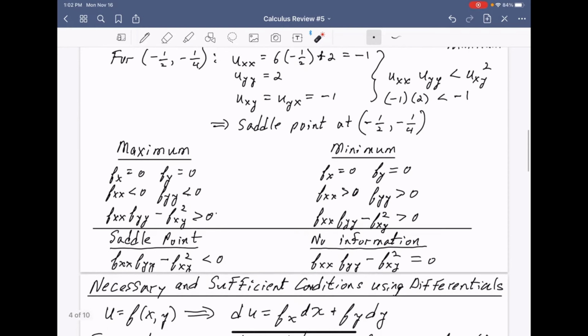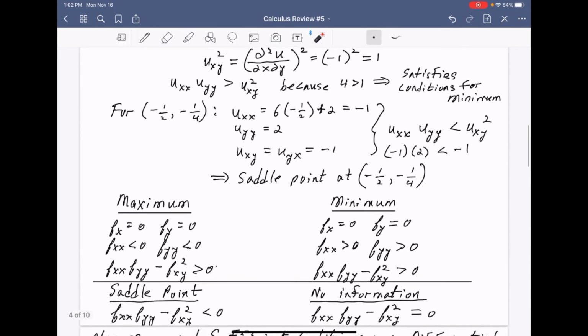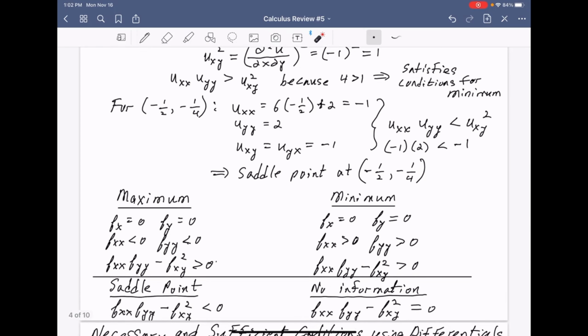So we can summarize these results in this little table. For a maximum, the first derivatives need to be 0, and f_xx, the second partial derivative with respect to x, has to be less than 0. The same is true of f_yy, and it also has to be the case that f_xx f_yy minus f_xy squared is greater than 0.